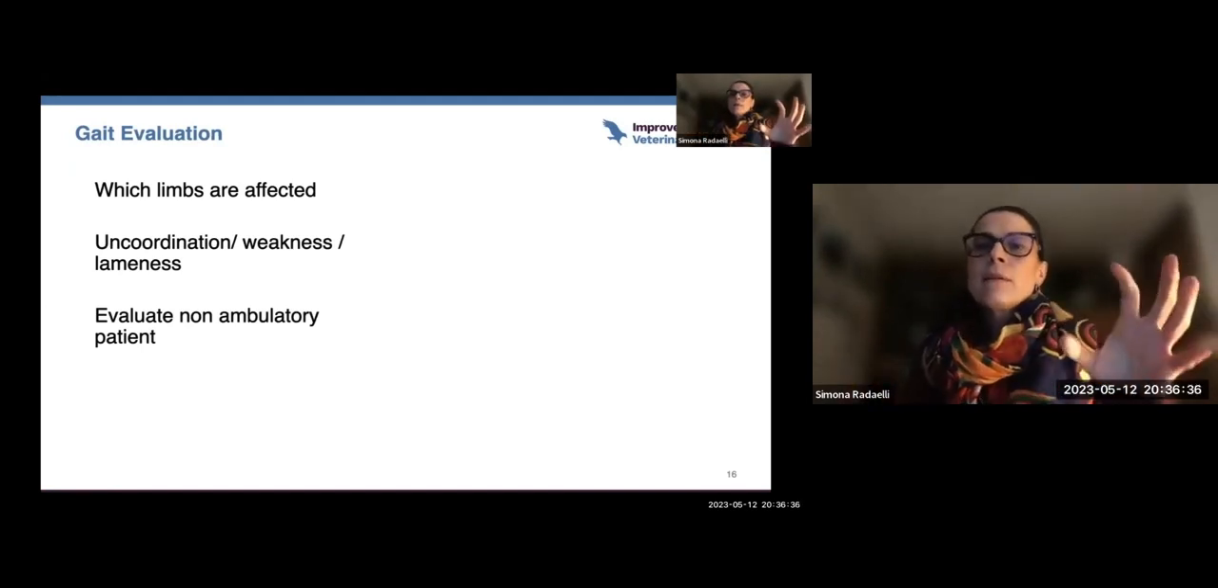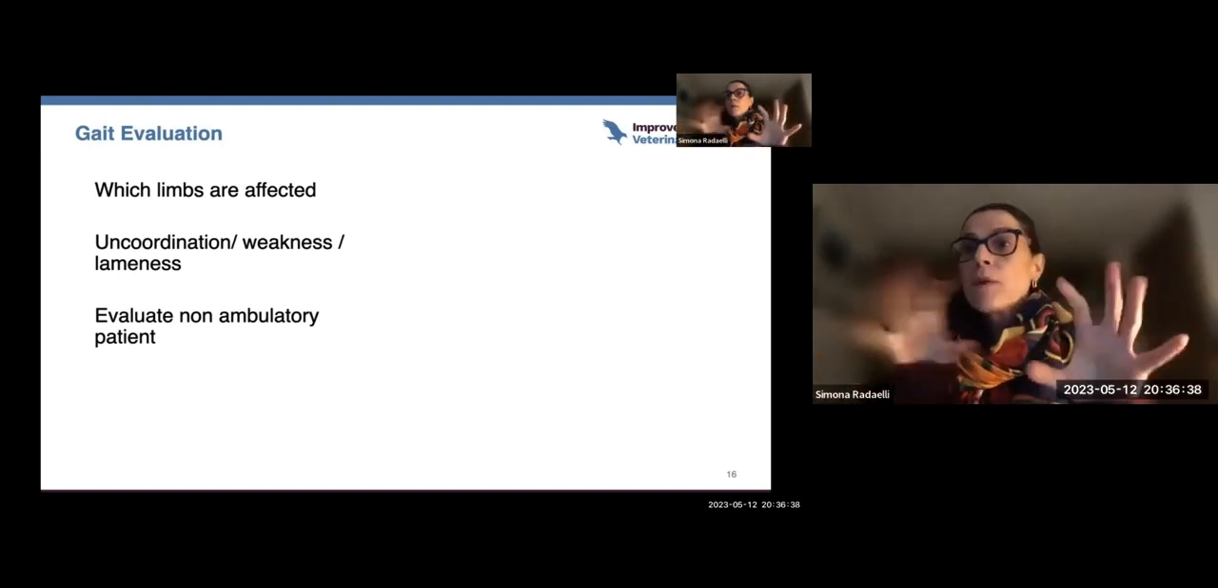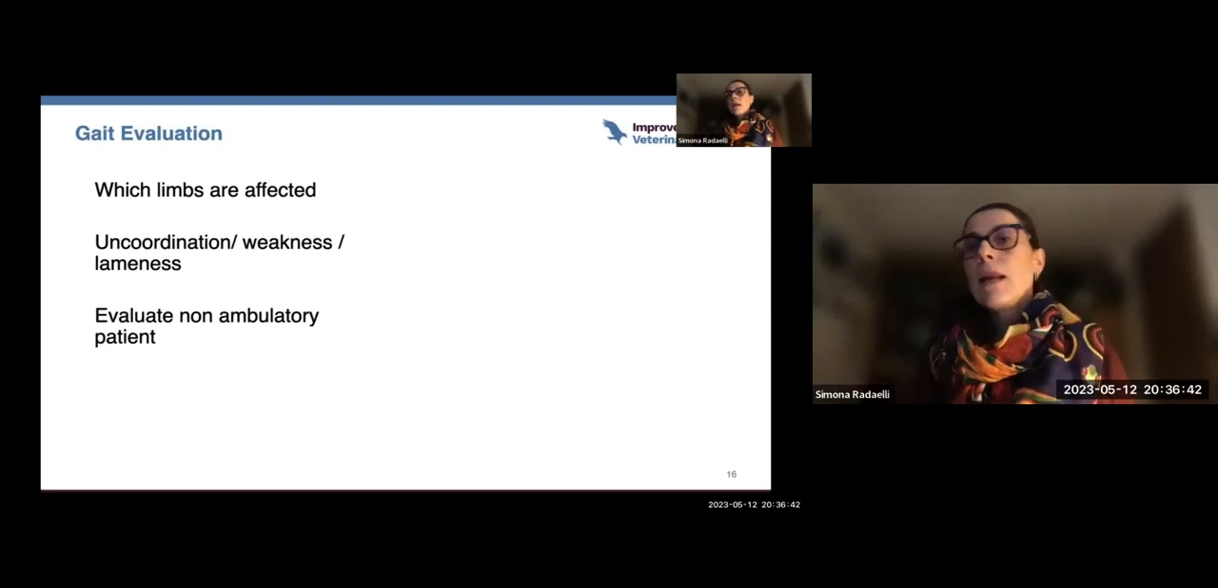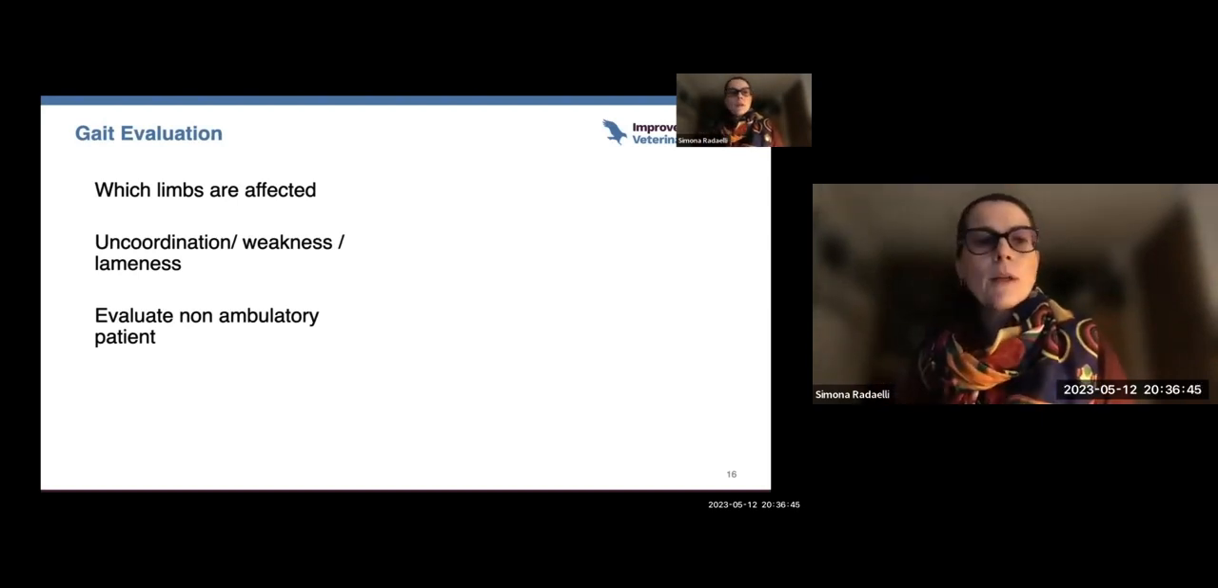We divide the abnormal gait into three big groups. We have uncoordination or ataxia, weakness or paresis, and lameness. We're going to see them quickly in a minute.